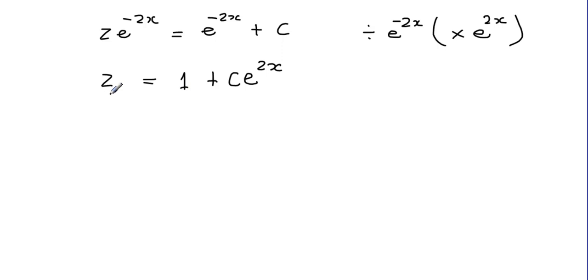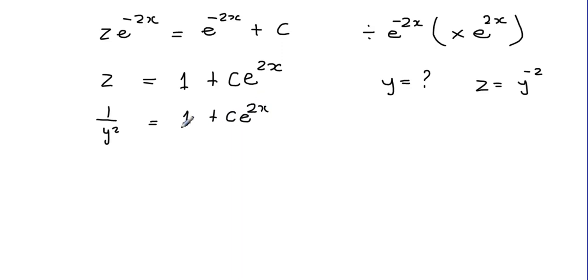We've solved, we found z. Then at this point, remember we're given an equation where the unknown function was y. So we need to arrive at a point where we can express, possibly explicitly, y as a function of x. For that, we need just to recall that we said z was equal to y to the power minus 2. So substituting that here, we have 1 over y squared equals 1 plus c e to the power 2x, over 1, which does not change.